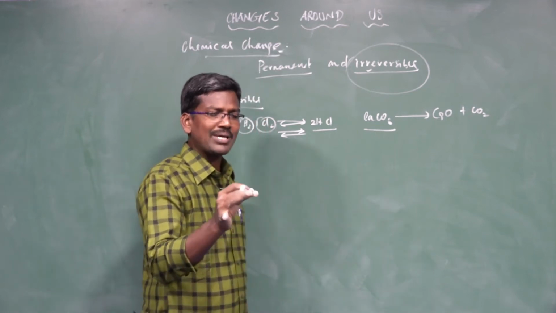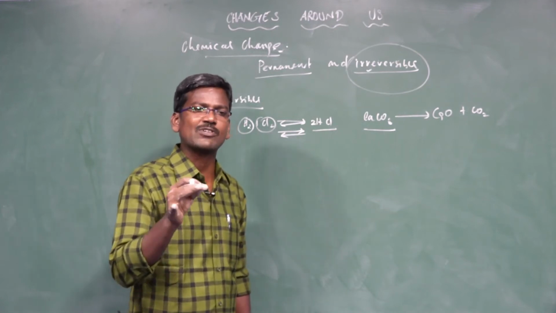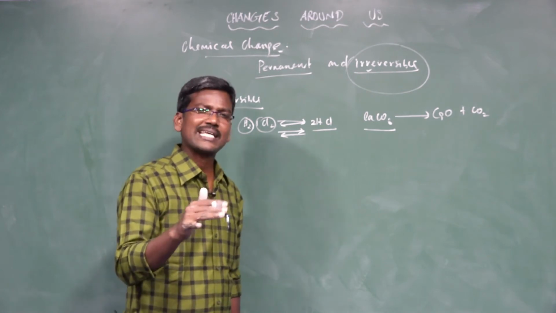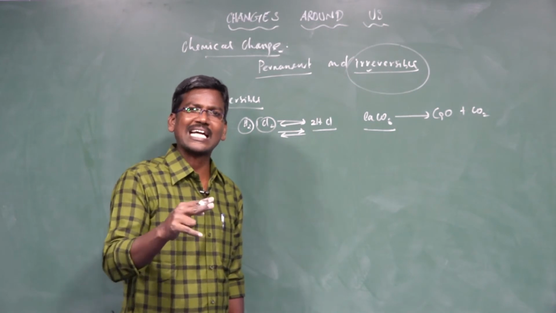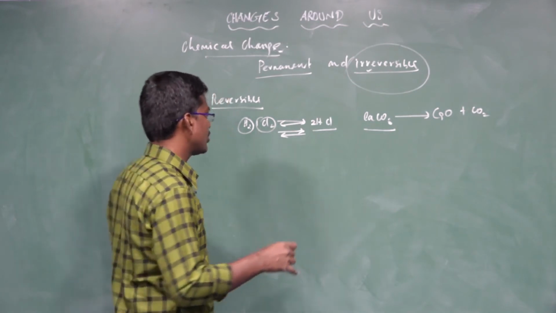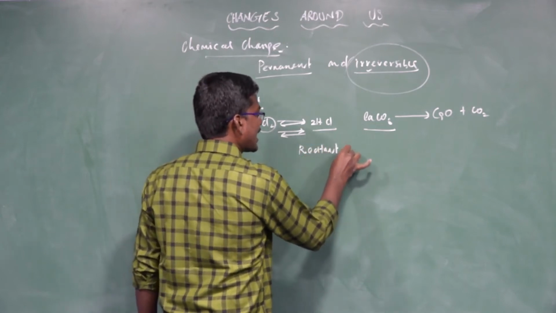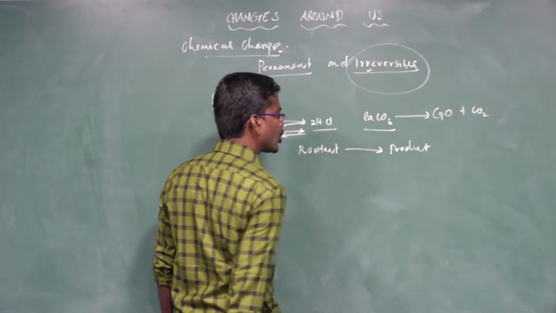So simply, a chemical reaction can be defined as a permanent and irreversible reaction in which reactants are converted into product. A chemical change, otherwise called a chemical reaction, occurs because one or more reactants react with each other to form a product. The reactant can be converted into product.